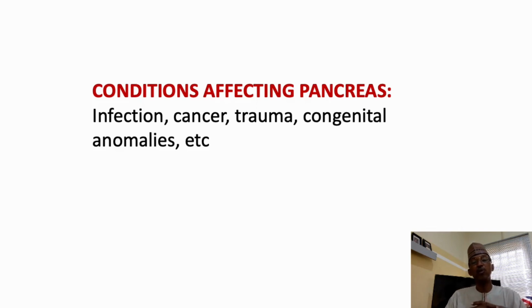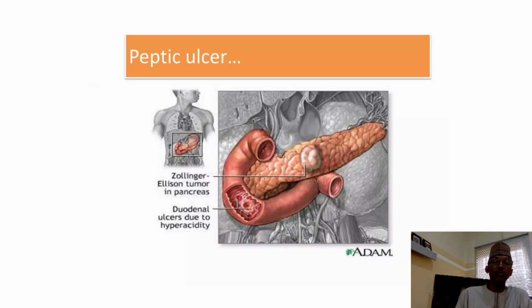And again, congenital anomalies can affect the pancreas, where the pancreas is abnormal, or it may be completely absent. And the pancreas is very, very important to our life, because it secretes three important hormones: the glucagon, responsible for the metabolism of glucose, and the insulin, as well as the somatostatin. All of them are important in our glucose metabolism and so on.